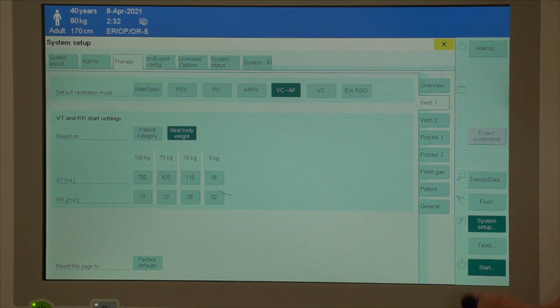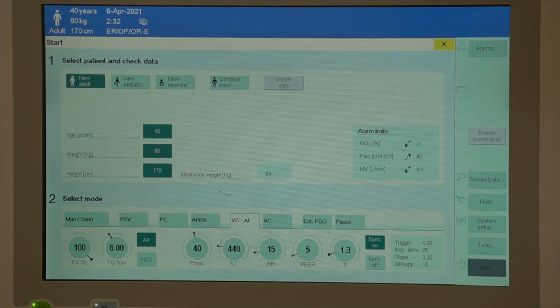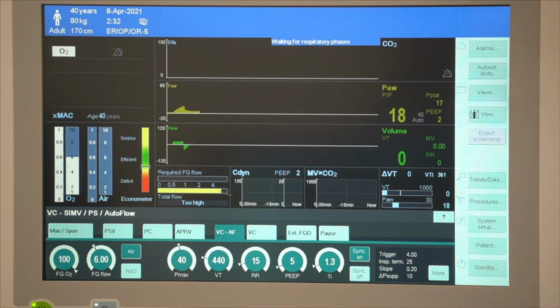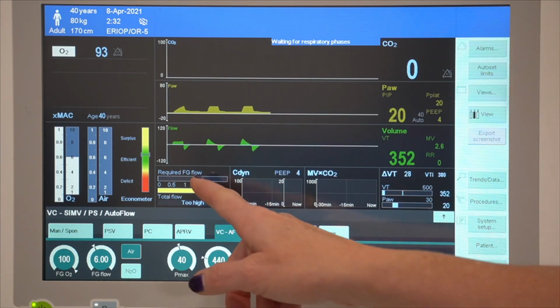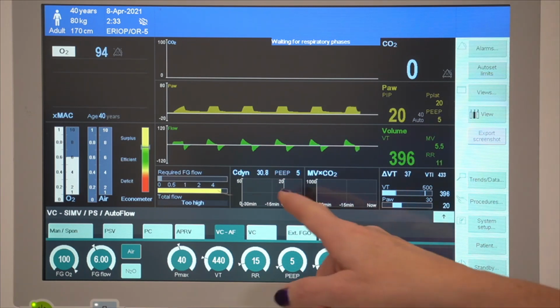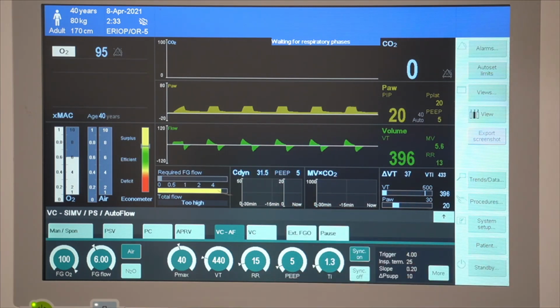Now I'll start a case. Here we have the parameter boxes set up to provide information to the anaesthetist about the anaesthetic and support low and minimal flow anaesthesia. The first box is the low flow wizard. It shows if the flow is adequate for the patient and will turn red if the flow is too low. The second parameter box is dynamic compliance.